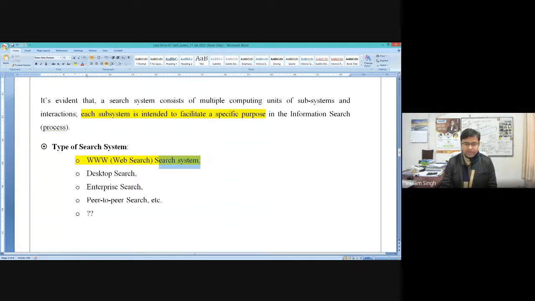So web search is one dominating type of search system. After that, there is a specific category called desktop search. I hope you have experience with desktop search. Google also provides desktop search. Right now, I'm using my desktop system, and sometimes there is a document which I'm not able to trace on my desktop. It may be a simple Word file, a PDF, a text file, or an image. So you need to search for it by simply specifying the title or name, something like that.